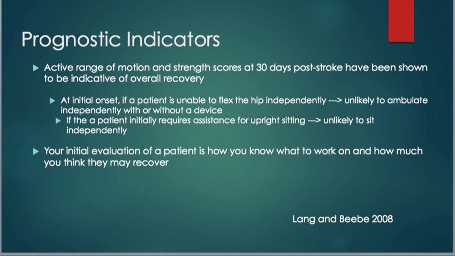Similarly, if the patient initially requires assistance for upright sitting, they will be unlikely to sit independently. An inability to sit independently can correlate to an inability to sit up in their wheelchair safely or eat at the dinner table. Your initial evaluation of a patient, combined with your knowledge of these prognostic indicators, is how you know what to work on and how much you think they might recover.